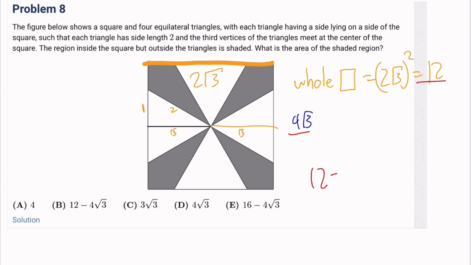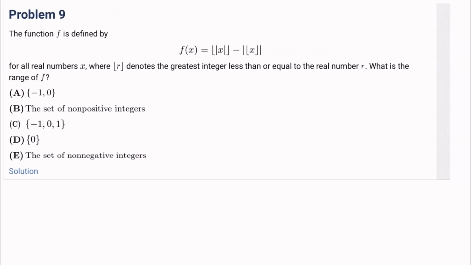That is 12 minus 4 root 3. The answer is B. Number 9, the function f is defined by this thing, for all real numbers x, where floor r denotes the greatest integer less than or equal to the real number r. What is the range of f?